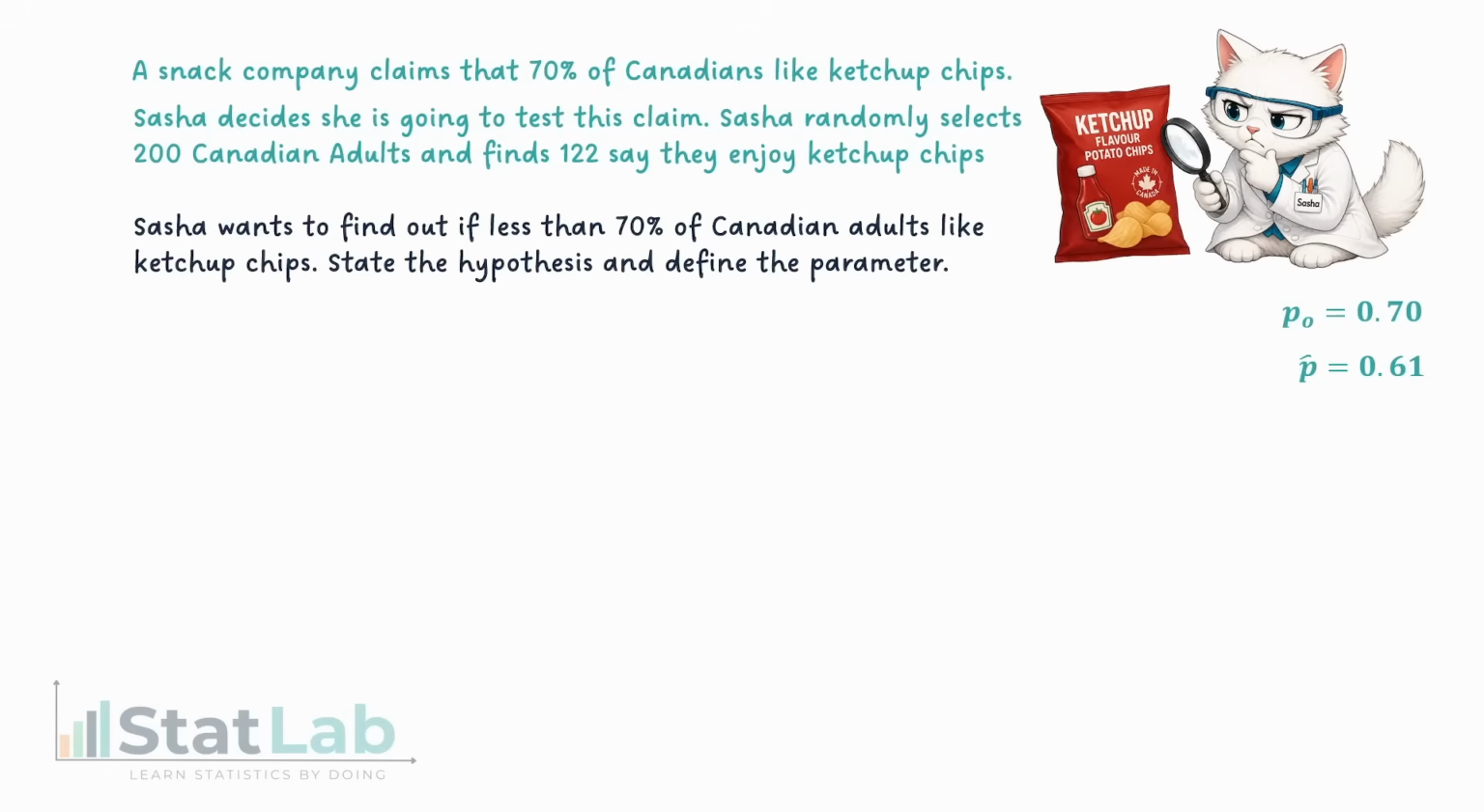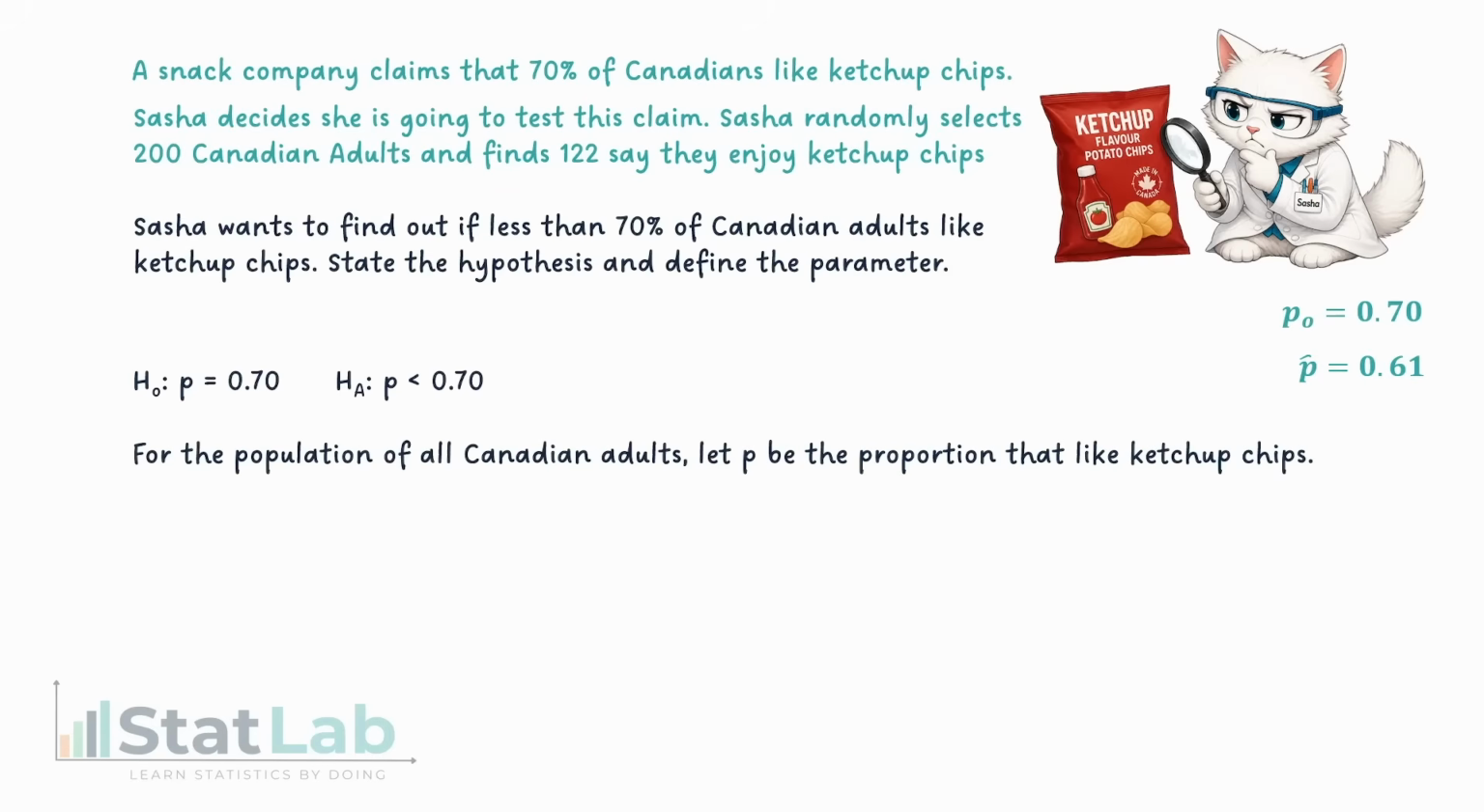The reason why it has that little naught there is just because this is an estimated population proportion. It's not a known one. It is simply a claim that we are testing. So our hypothesis, H0, is going to be that p equals 0.70, and our HA is going to be that p is less than 0.70. And if we define our parameter, we're going to say, for the population of all Canadian adults, let p be the proportion that like ketchup chips.